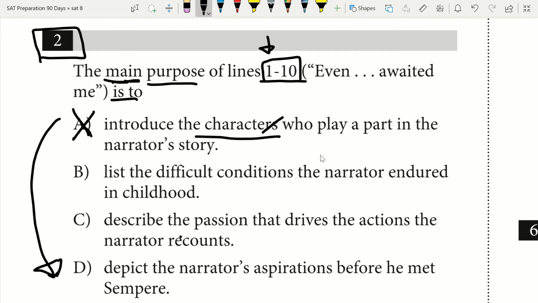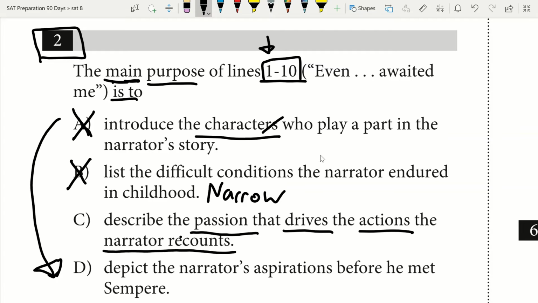Option B, listing the difficult conditions the narrator endured in childhood. Okay, that right there, you'd be focusing in too narrow on the fact that he did grow up in poor conditions. That's not the main focus of these lines, and that's not the main purpose of these lines. The main purpose here is we're describing that passion that is driving the narrator in all the actions that he recounts later on in the passage.